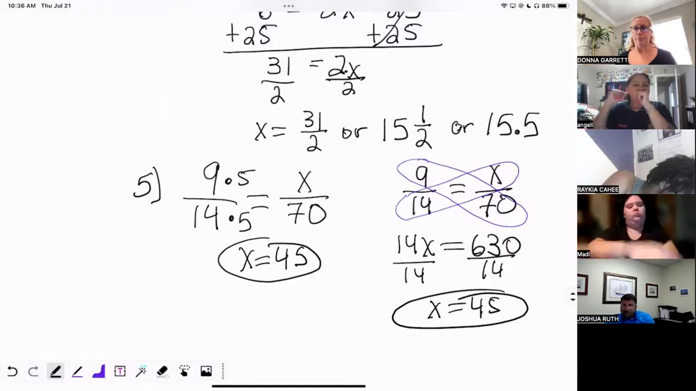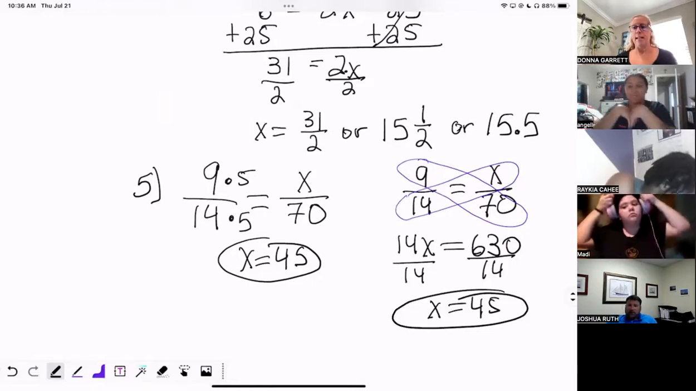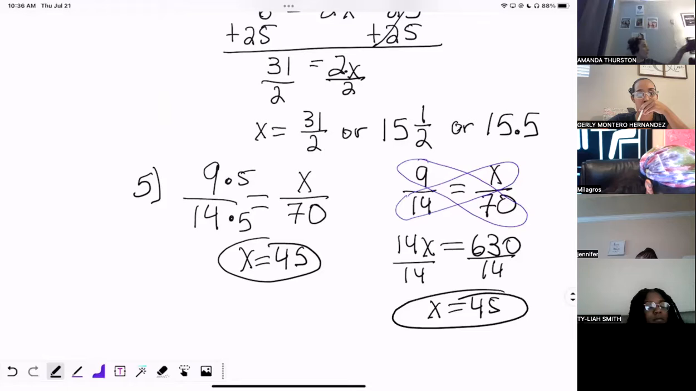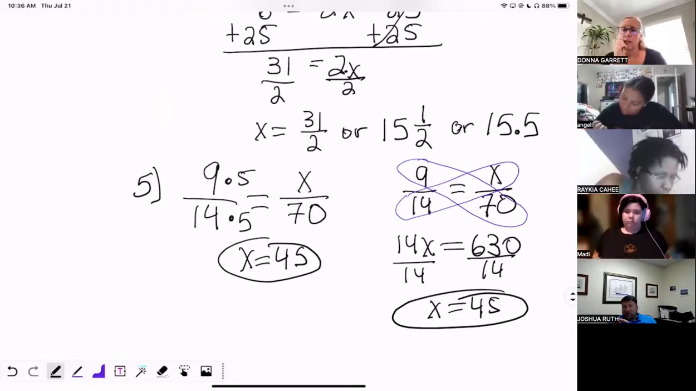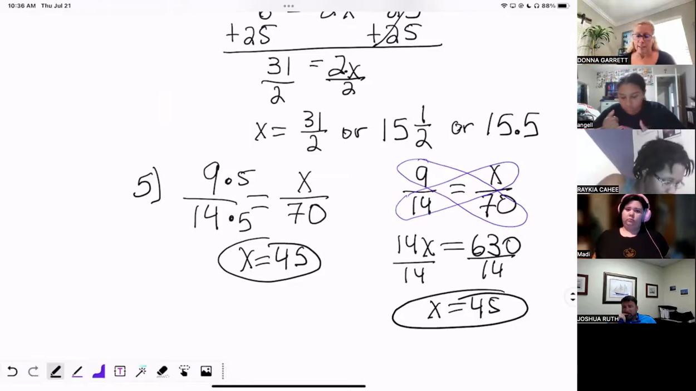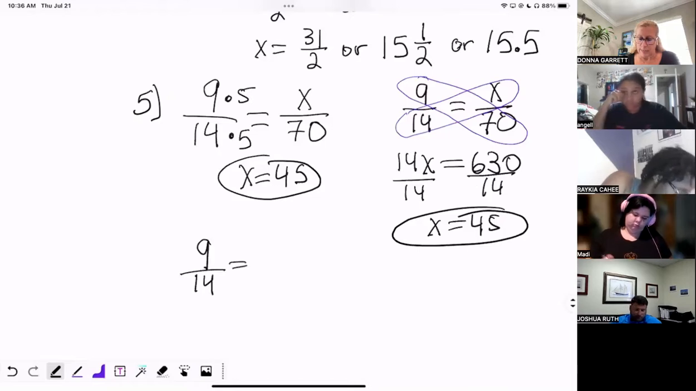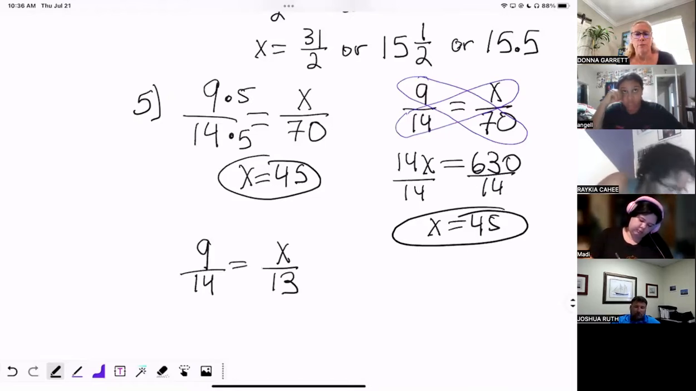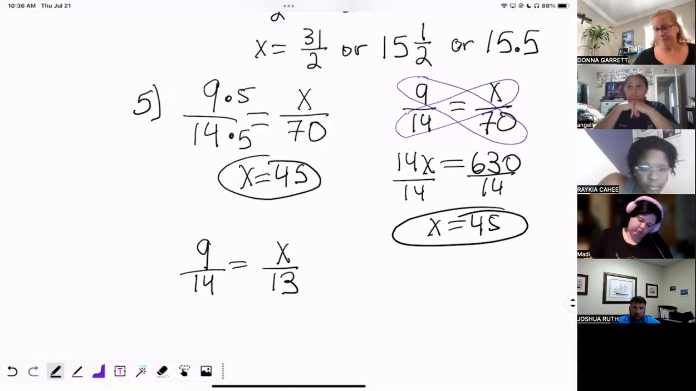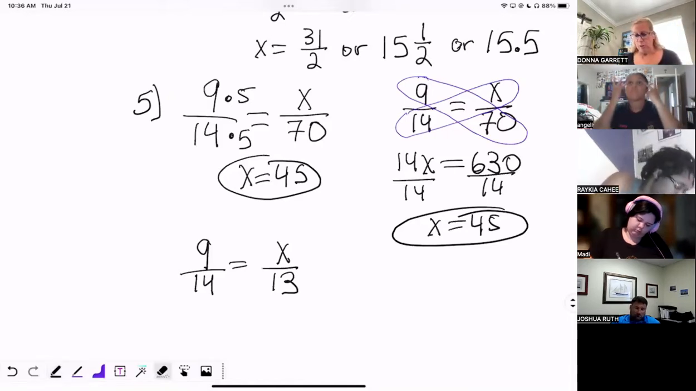How we do? Yeah, Maddie, Ms. Garrett, you're saying that there are situations where that won't work, correct? Yeah, like if I do something like this, 9/14 equals x/13. Can't do it. There's nothing I can multiply 14 by to get 13, right? And then you just do cross multiplying. Make sense? So that would be one you put in.